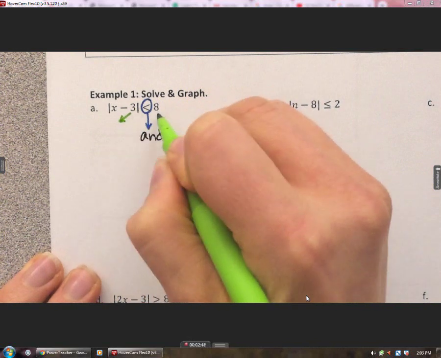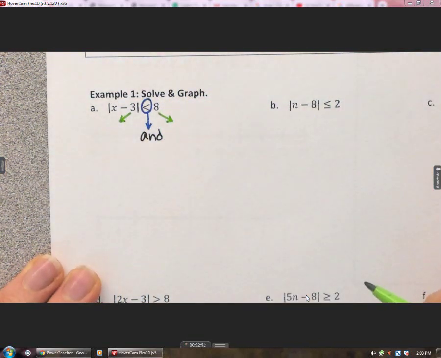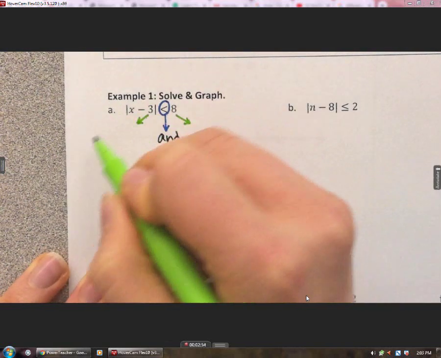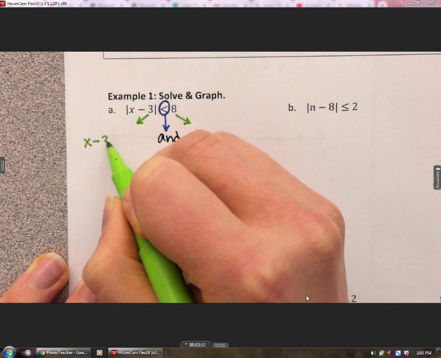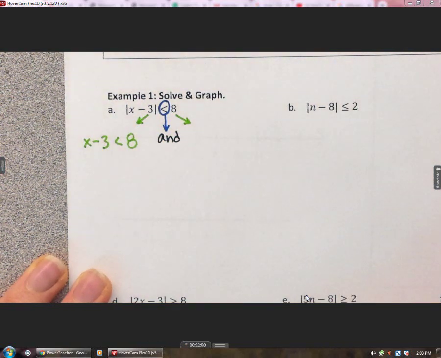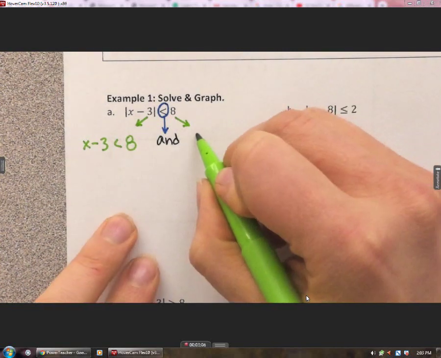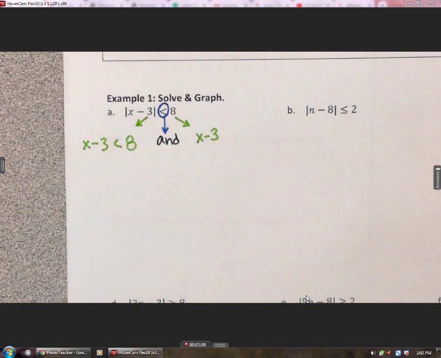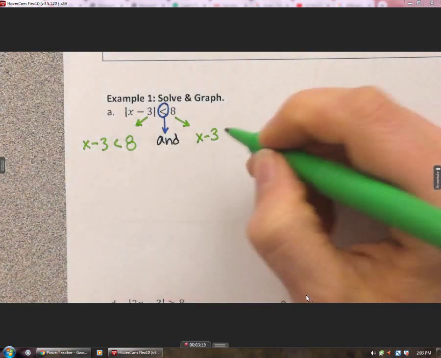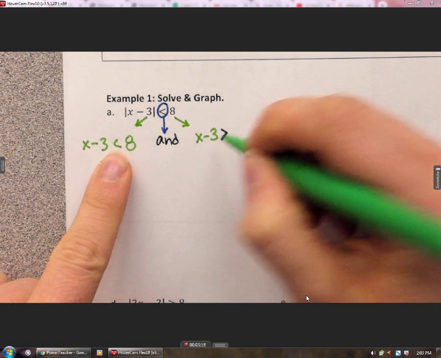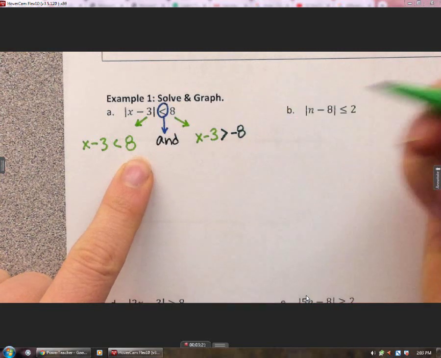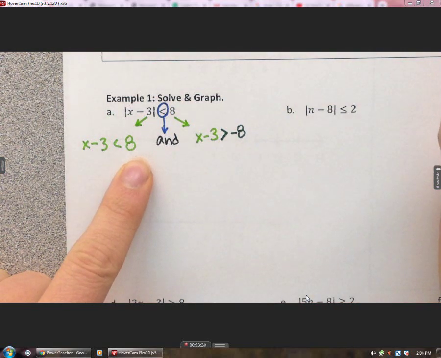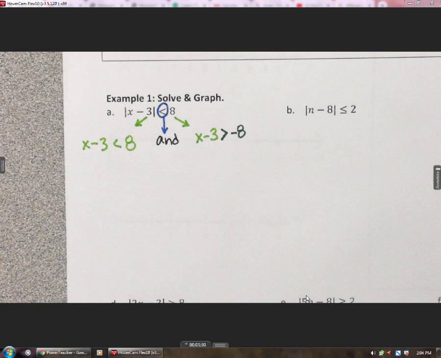Then, like with all absolute value problems, we split them up into two. We have the normal side, which would be x minus 3 is less than 8. Nothing changed. And we'll still have x minus 3, but instead of being less than 8, we're going to change the sign so it's greater than. And instead of 8, it's going to be negative 8. So two changes. Once you do that, it's smooth sailing from here.